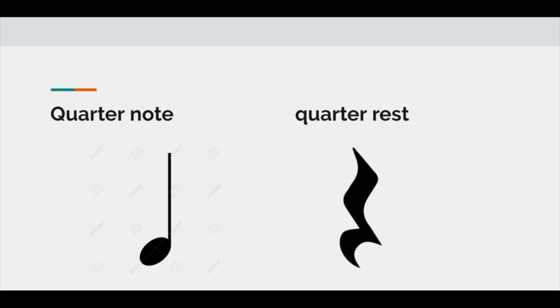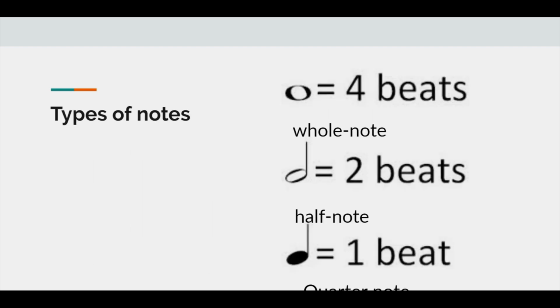And what if you wanted to have a note that lasted for more than one beat? Well, you have whole notes and half notes as well. So a quarter note lasts for one beat, a half note lasts for 2 beats, and a whole note will last for 4 beats. So now I have some clapping exercises so you can clap along and hear how each of the beats sound like.